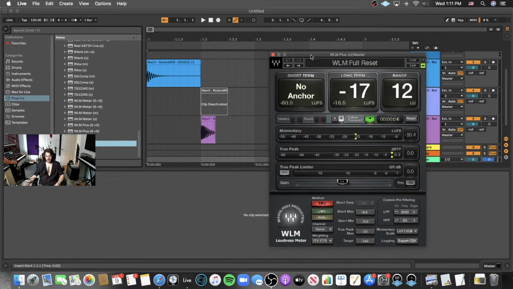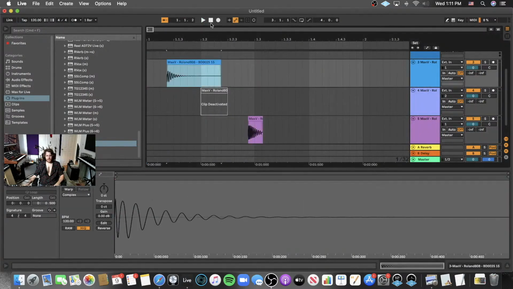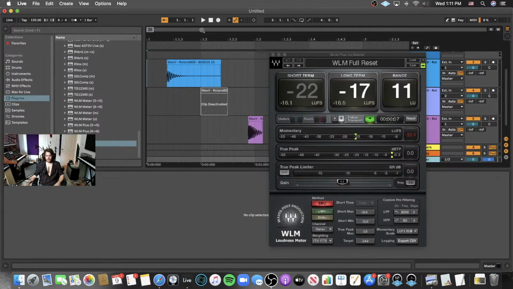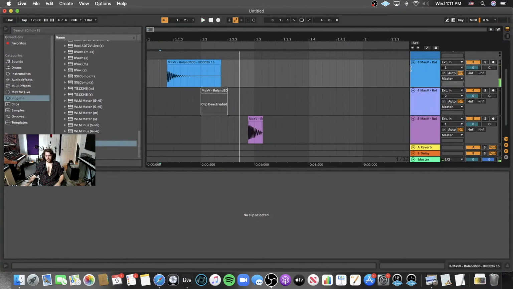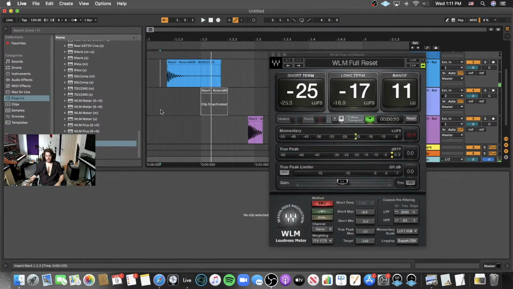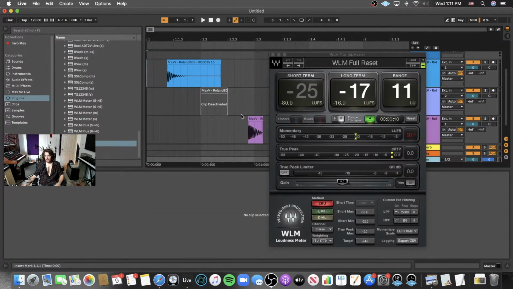And all this is going to do is show us short term what the perceived loudness is. Let's give it a little more time to actually react. Okay. So as you can see, the first kick is measured in perceived loudness as being quieter. Right? The first kick is about 28 and the second kick is about 22. Let's just see that one more time. Right, so 28 LUFS versus 22 LUFS. Okay.